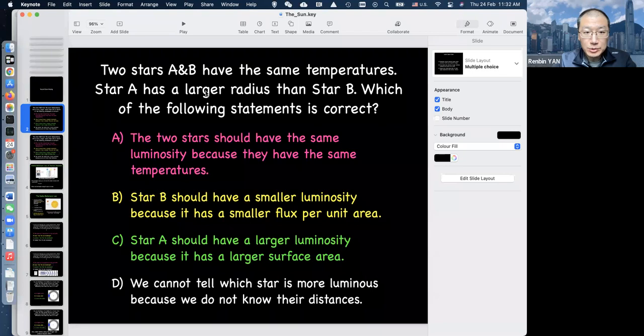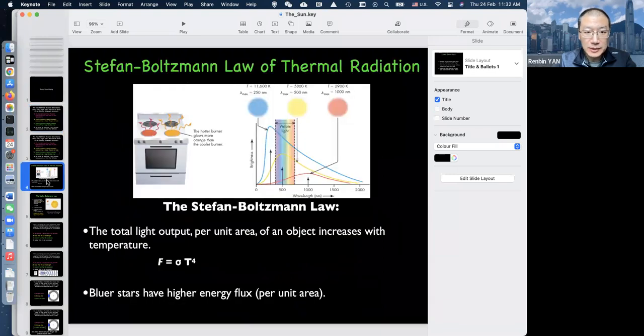Two stars A and B have the same temperature. Star A has a larger radius than star B. Which of the following statements is correct? This question turns out to be really hard, and you were evenly split in the answers. So I want to explain a little bit more what this really is about.